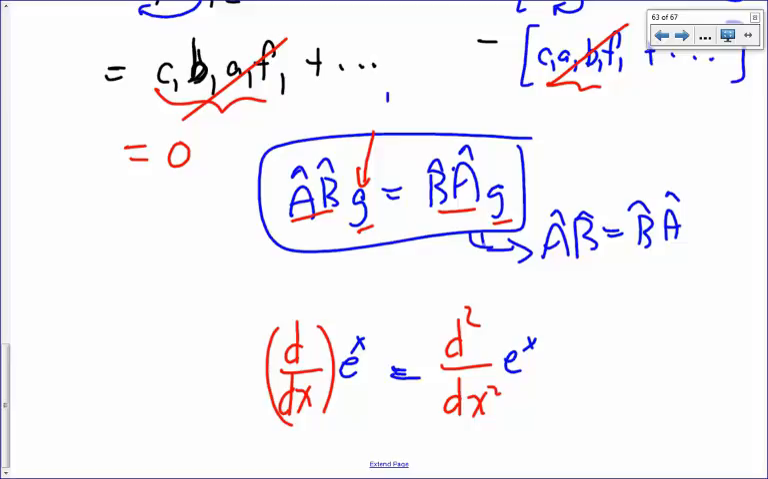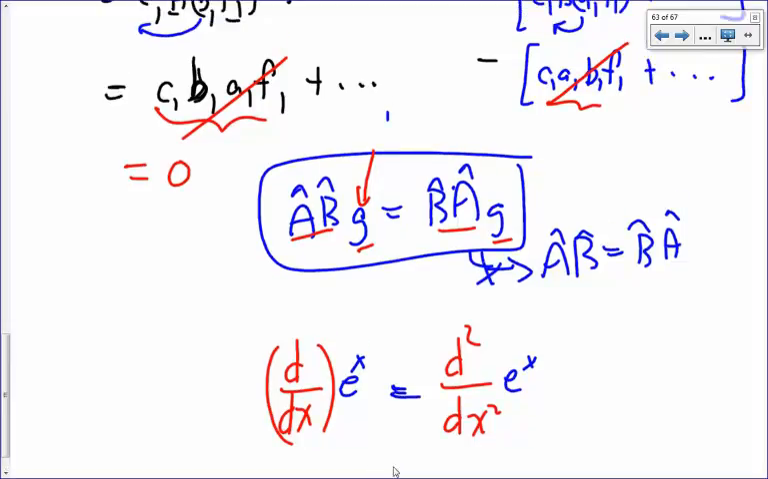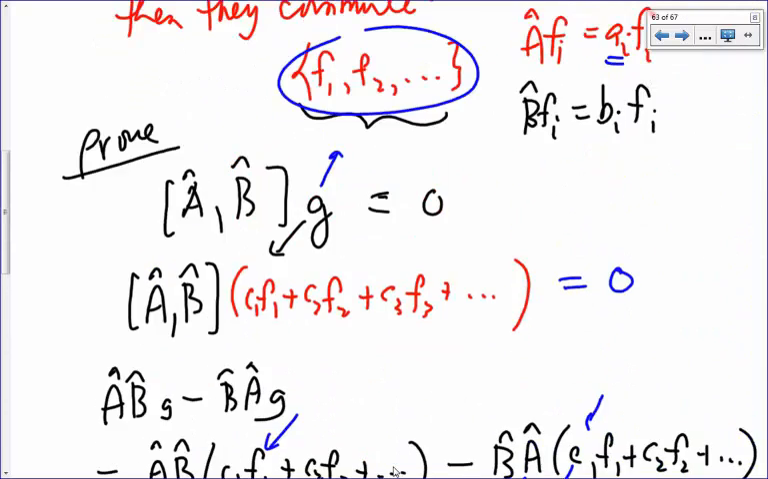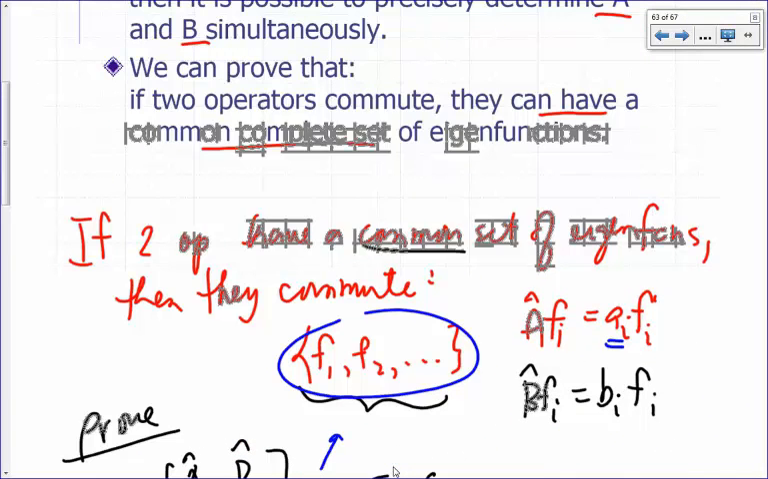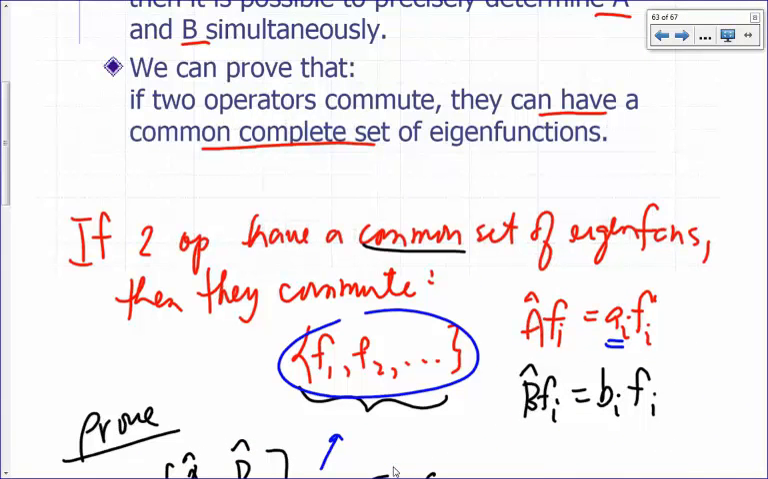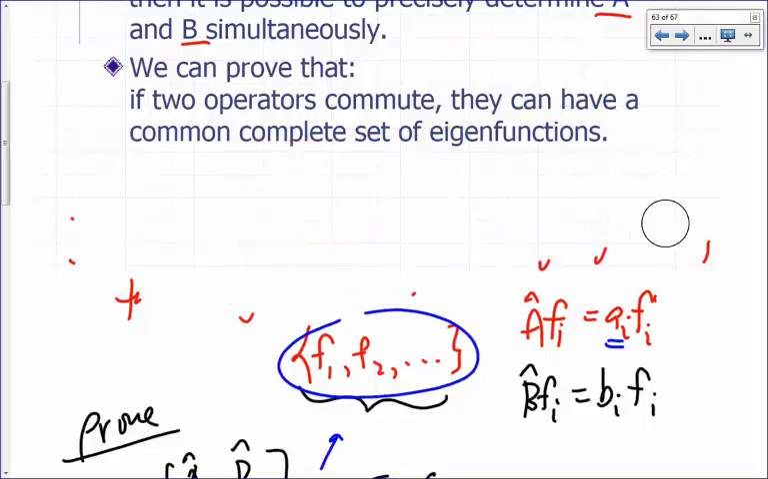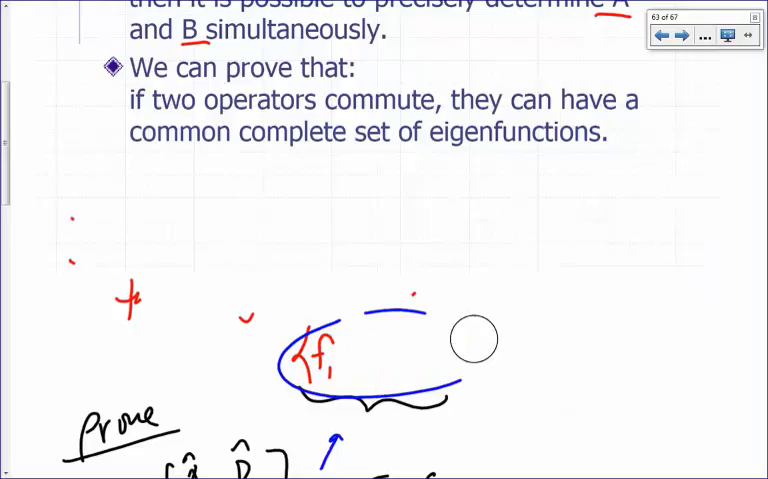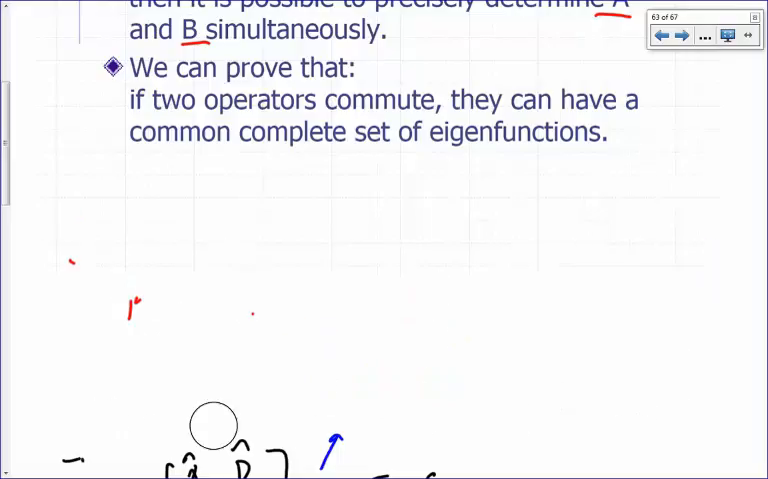Okay? So this is actually a wrong proof. Okay. So anyway, now you've seen that if they have a common set of eigenfunctions, then they commute. You can also prove that if they commute, then they can have a common set of eigenfunctions. That's a separate proof. Okay. So let's prove that statement right there. If they commute, then they have a common set of eigenfunctions.